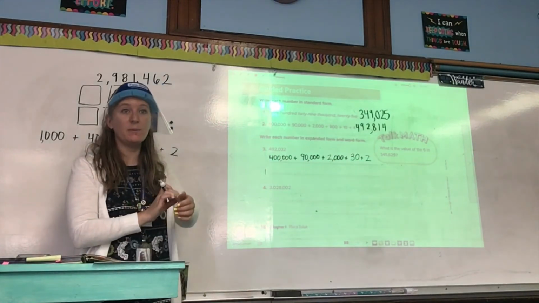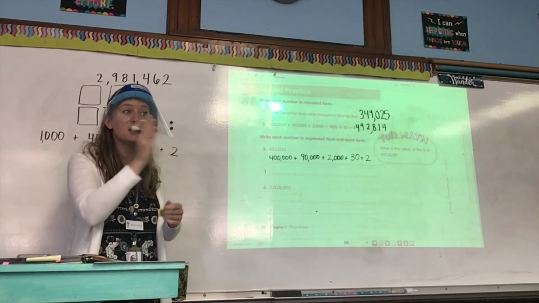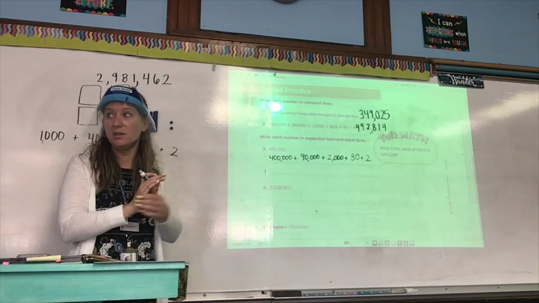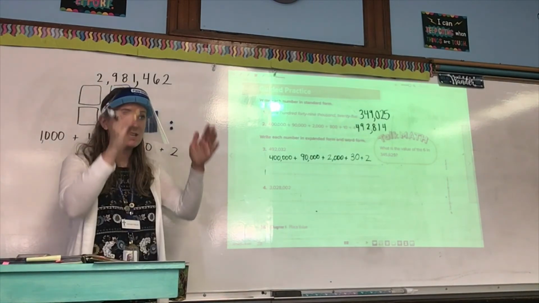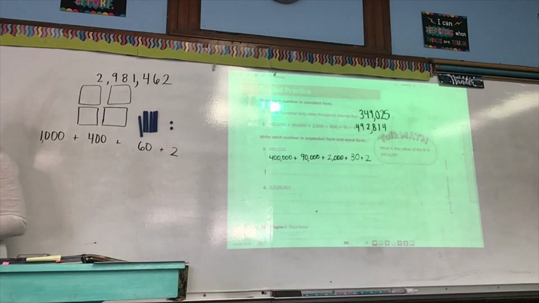If you cannot remember place value and all of that and how to figure out what the number is, you need to look back at example 1 on lesson 1 or at that place value anchor chart that I gave you yesterday or the other day that looks like this.